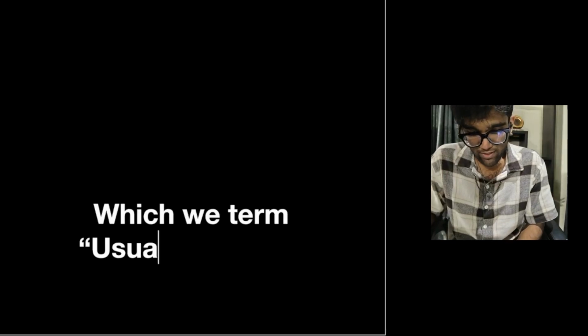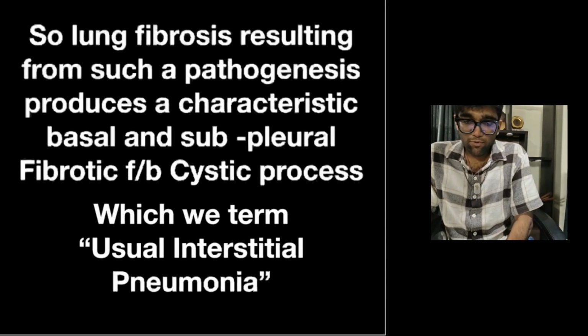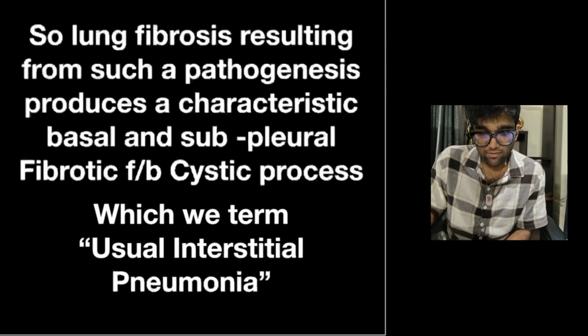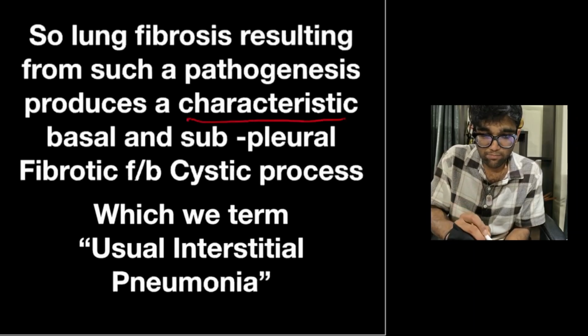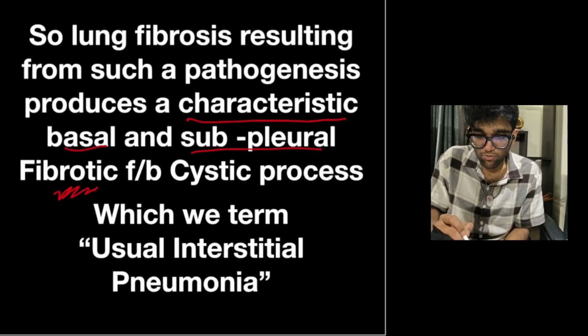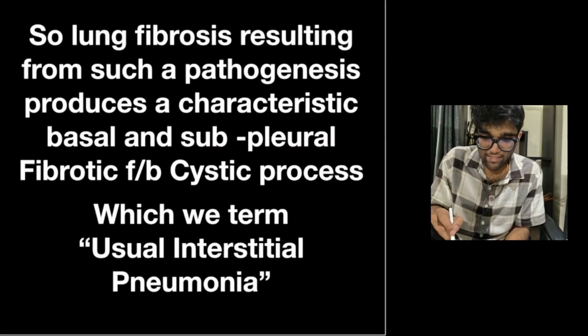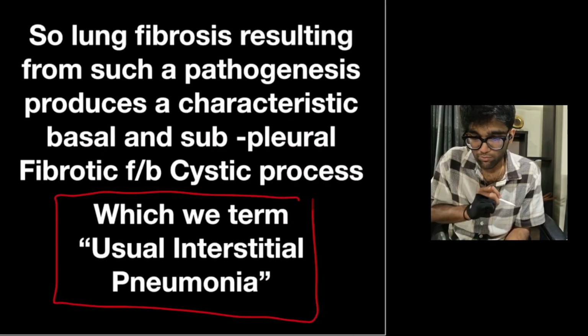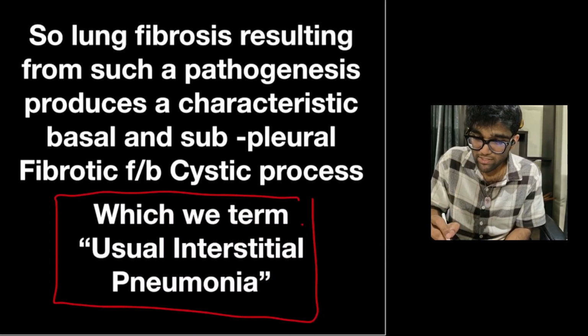So what we end up getting is a lung fibrosis pattern, which resulting from this type of pathogenesis produces a very characteristic basal and subpleural initial fibrosis followed by cystic change. And this entity is what we term as usual interstitial pneumonia. So it stands to reason that usual interstitial pneumonia should be basal predominant.